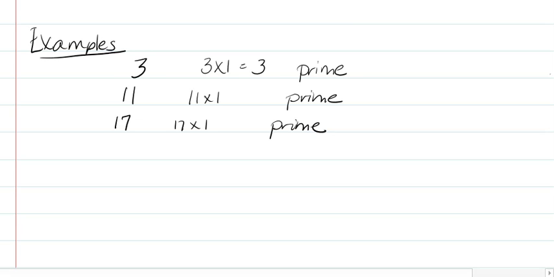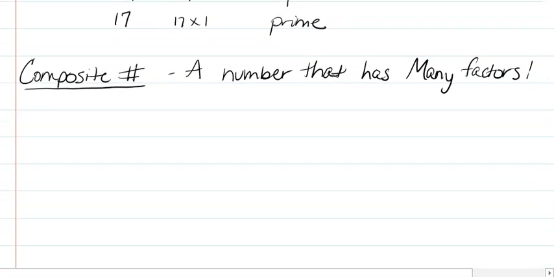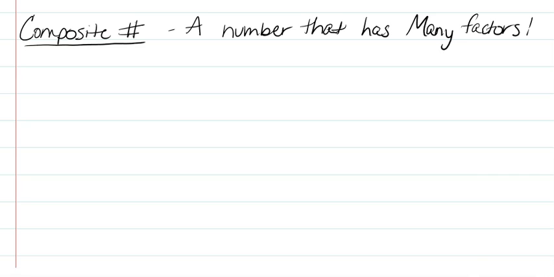So the opposite of that, or the next terminology that we want to talk about, is something called a composite number. A composite number is a number that has many factors. So this is a little bit different than the prime, in that prime, remember, had only two factors, one and itself. A composite has many factors.